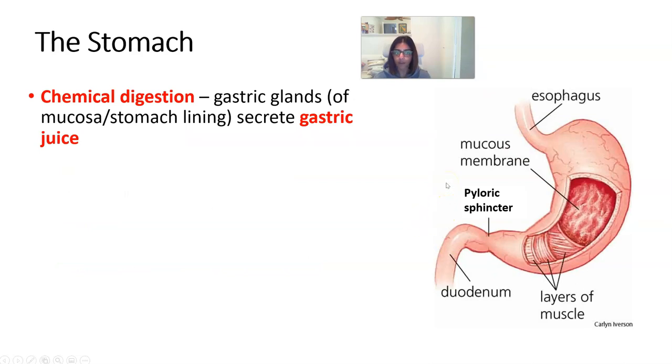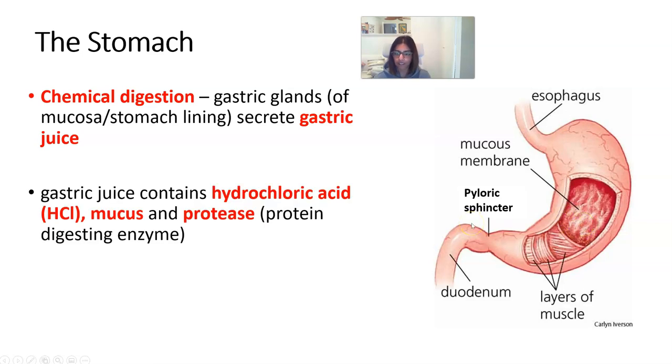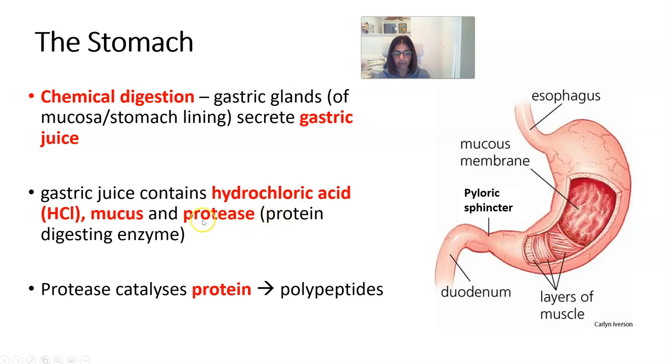Now, within the stomach itself, we have chemical digestion as well as mechanical digestion. Within the stomach, there are gastric glands. These are glands that line the stomach or the mucosa, the stomach lining, and they secrete chemicals. The chemicals that are secreted by the gastric glands of the mucosa are hydrochloric acid, commonly shortened to HCl, hydrogen and chloride together makes hydrochloric acid. The gastric glands also secrete mucus and protease. Now, protease is a protein digesting enzyme. Now, the enzyme protease will break down protein, which is a large molecule, into polypeptides, which are smaller molecules.